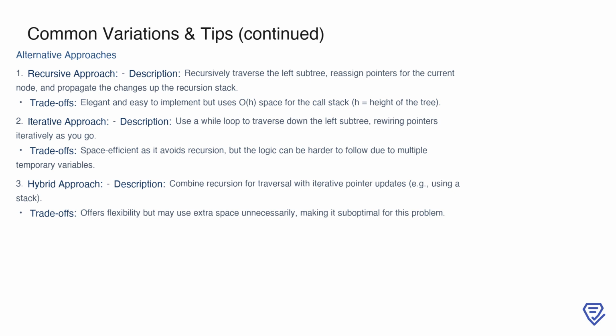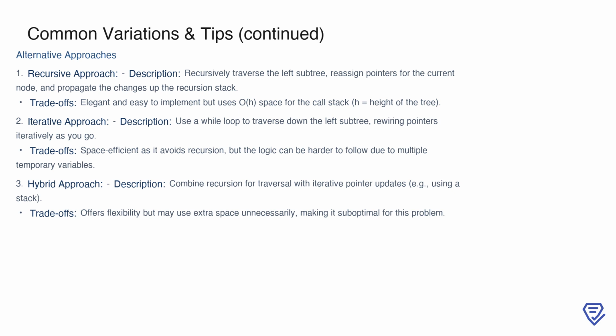There are three main approaches to solving this problem, each with its own trade-offs. The first is the recursive approach, where you traverse the left subtree recursively, reassign pointers for the current node, and propagate the changes up the stack. This method is elegant and easy to implement, but it uses O(h) space due to the recursion stack, where h is the height of the tree.